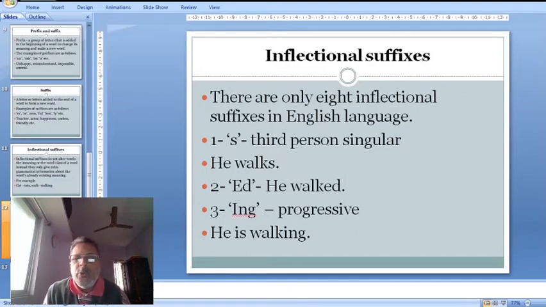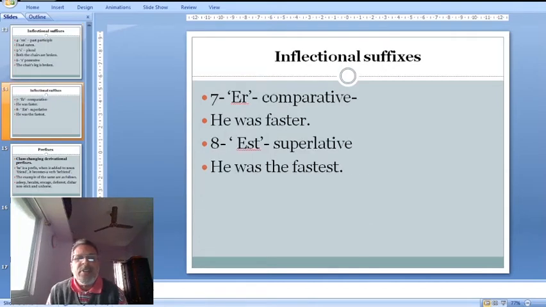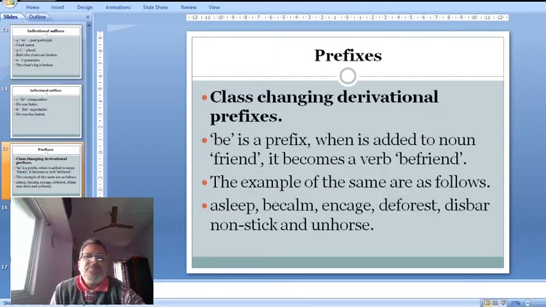There are only 8 inflectional suffixes in the English language. S, third person singular: he walks. Ed, past tense: he walked. Ing, progressive: he is walking. En, past participle: I had eaten. S, plural: both the chairs are broken. 's, possessive: the chair's leg is broken. Er, comparative: he was faster. Est, superlative: he was the fastest.